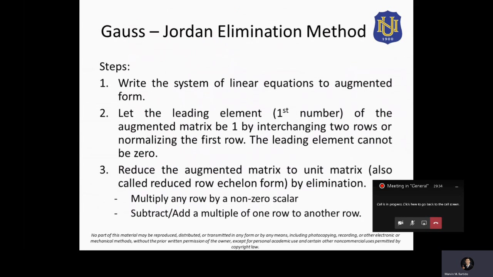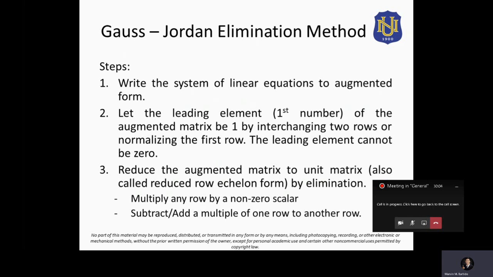Now, for the third method, which is the Gauss-Jordan elimination method, this is pretty much the same with the Gaussian elimination method. So kung paano yung ginagawa natin sa Gaussian elimination, we will just continue it. Okay, so yung steps natin dito, the same yung unang step with your Gaussian elimination. So we have to write the system of linear equations to its augmented form.